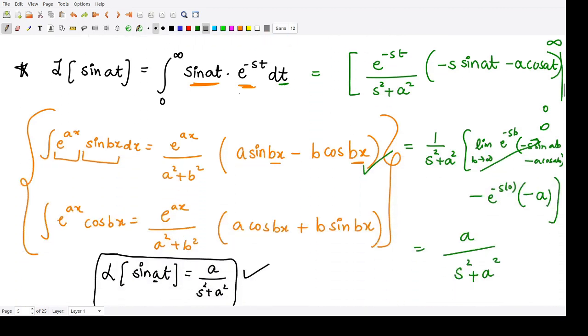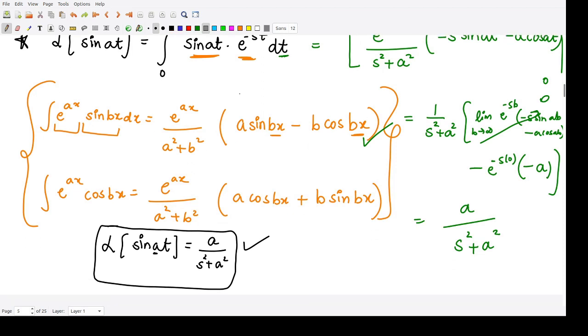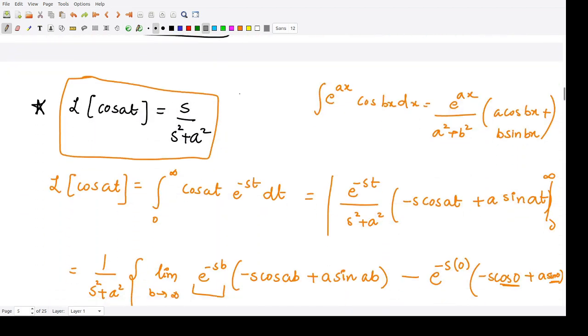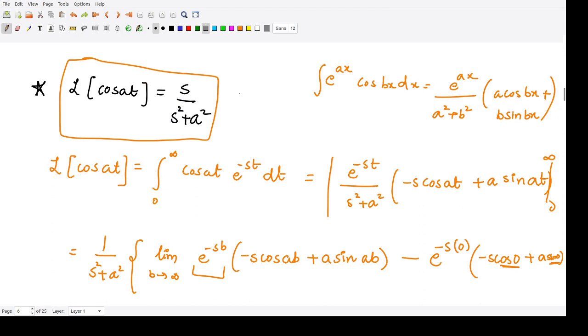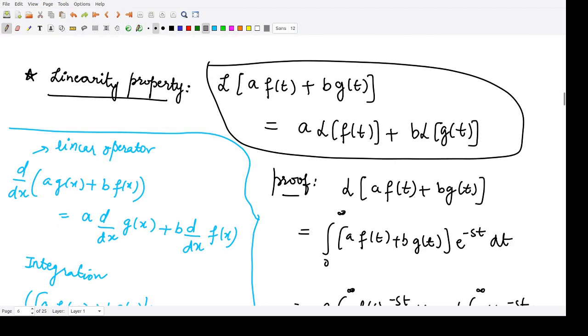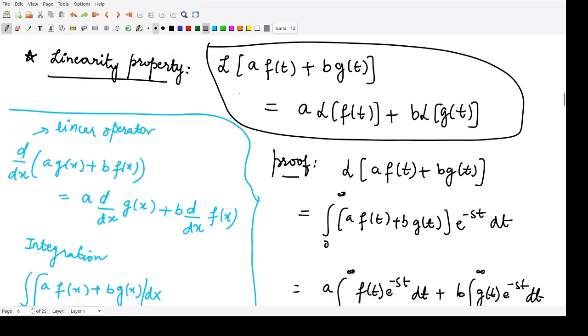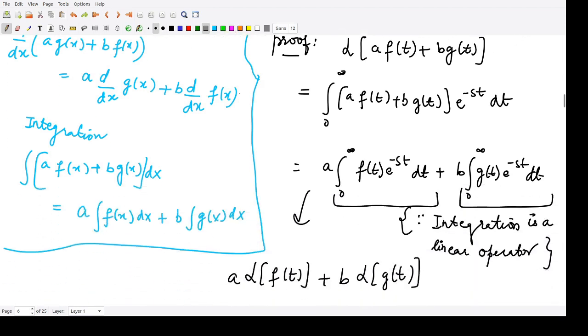Next is the Laplace transform of sine at, that is nothing but a divided by s square plus a square, and the Laplace transform of cos at is s divided by s square plus a square. And then we saw the linearity property. It was the Laplace transform of a f of t plus b g of t, that is a times the Laplace transform of f of t plus b times the Laplace transform of g of t.